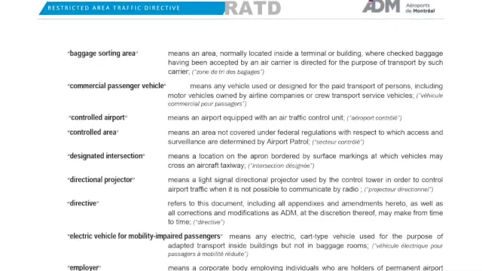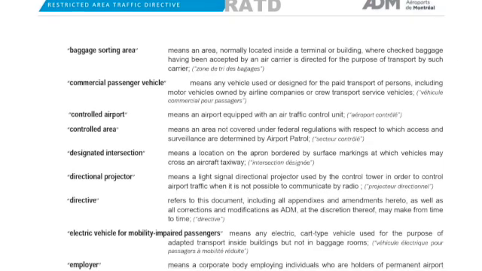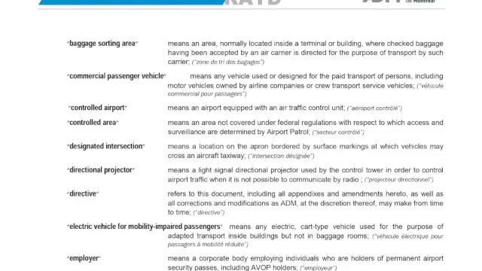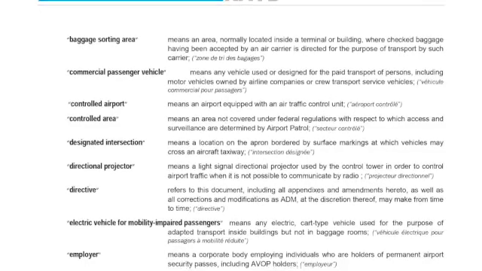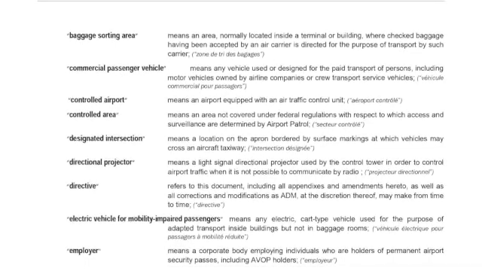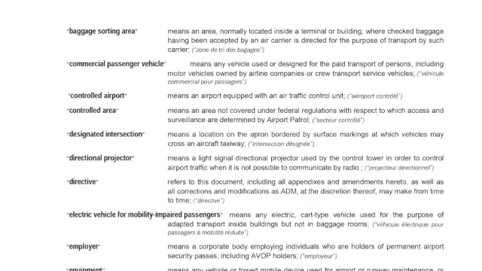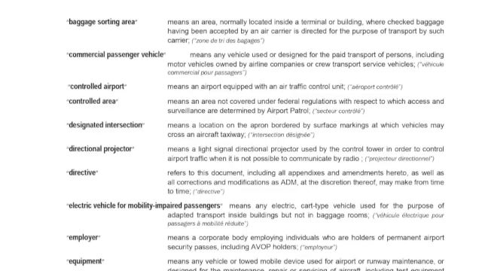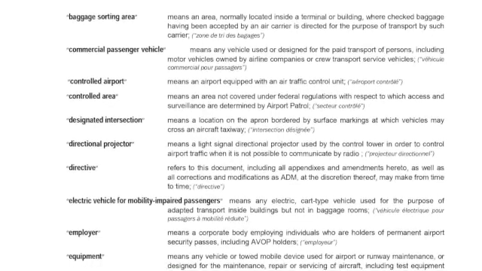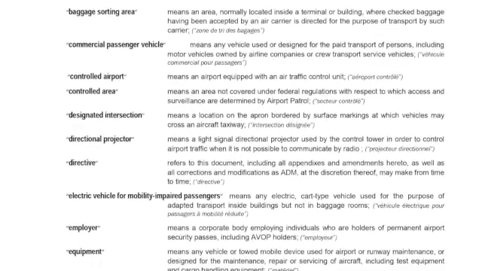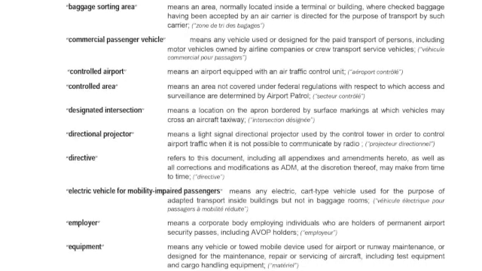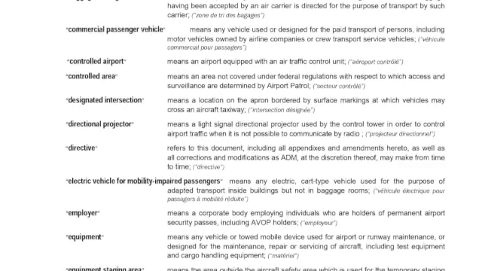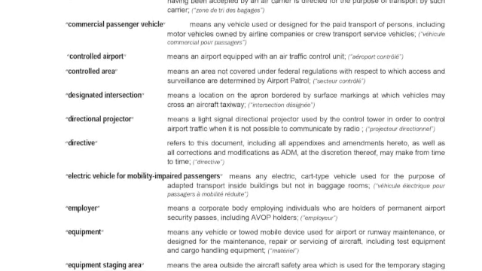Commercial passenger vehicle means any vehicle used or designed for the paid transport of persons, including motor vehicles owned by airline companies or crew transport service vehicles. Controlled airport means an airport equipped with an air traffic control unit. Controlled area means an area not covered under federal regulations with respect to which access and surveillance are determined by Airport Patrol. Designated intersection means a location on the apron bordered by surface markings at which vehicles may cross an aircraft taxiway.